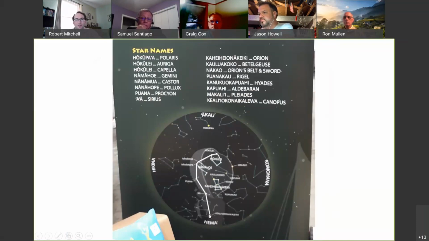And I keep losing my cursor here, sorry. Orion is not actually considered part of the Baler, but it's prominent there nonetheless, and they call it Kahei Ona Keiki. And then through Sirius, and down here, this was Canopus. Please don't make me try to pronounce that one. But yes, they basically treated a huge chunk of the sky as one single constellation to help them navigate.